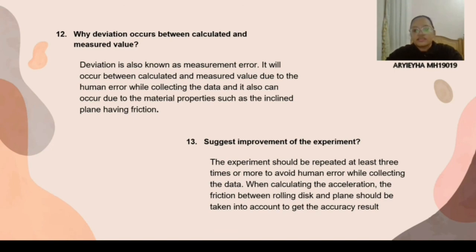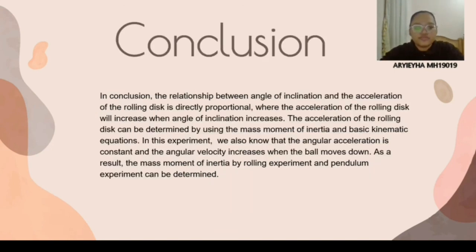In conclusion, the relationship between the angle of inclination and the acceleration of the rolling disc is directly proportional. The acceleration of the rolling disc can be determined by using the mass moment of inertia and the basic kinematic equation. In this experiment, we also learned that the angular acceleration is constant and the angular velocity increases when the ball moves down.